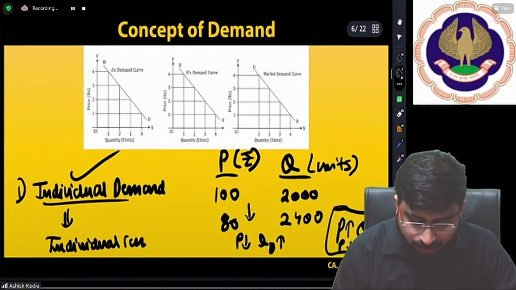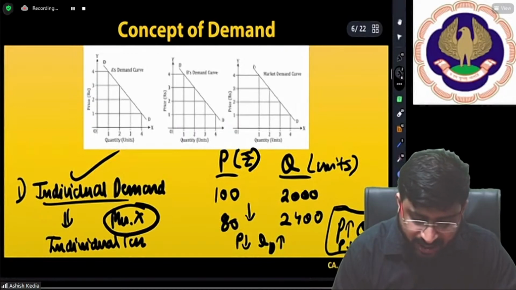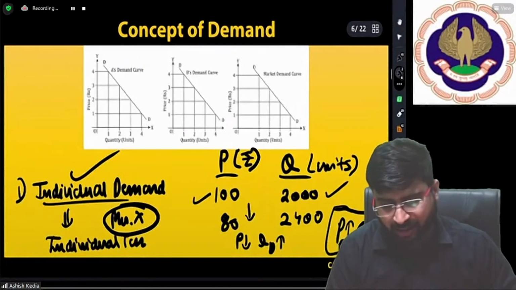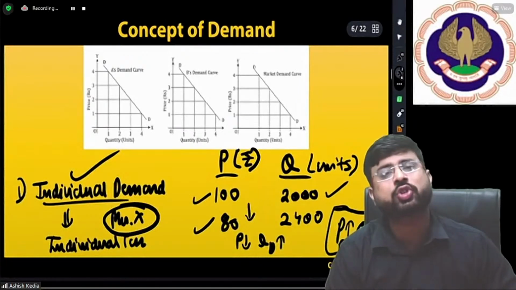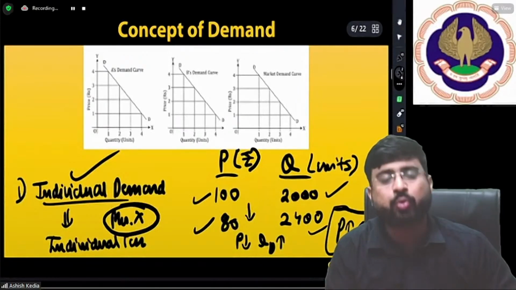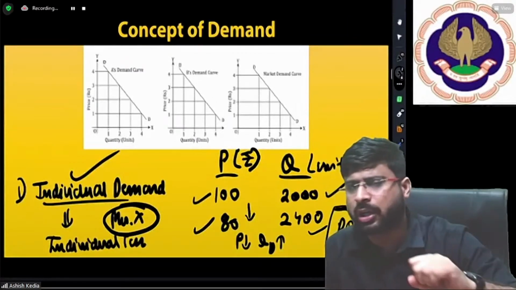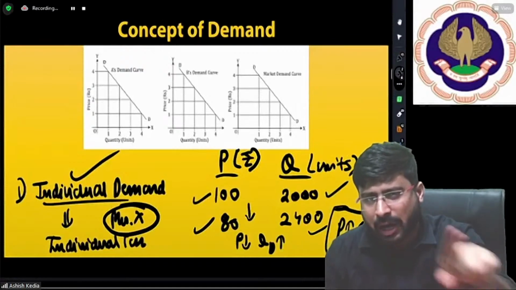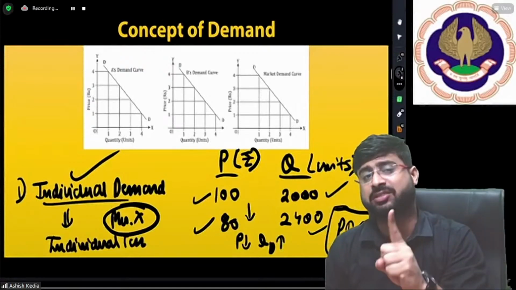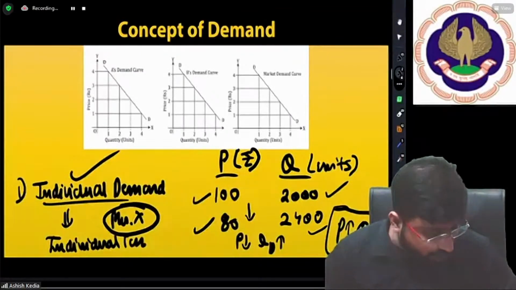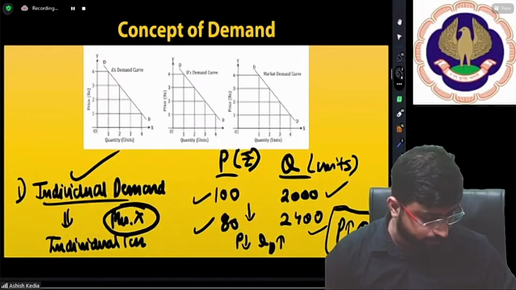It can be, let's say, Mr. X. When price is 100, he will demand 2000 units. When price goes down to 80, Mr. X will demand 2400 units. When we make a statement like this, who are we talking about? The entire market for that commodity or only Mr. X? We are talking about a single consumer.